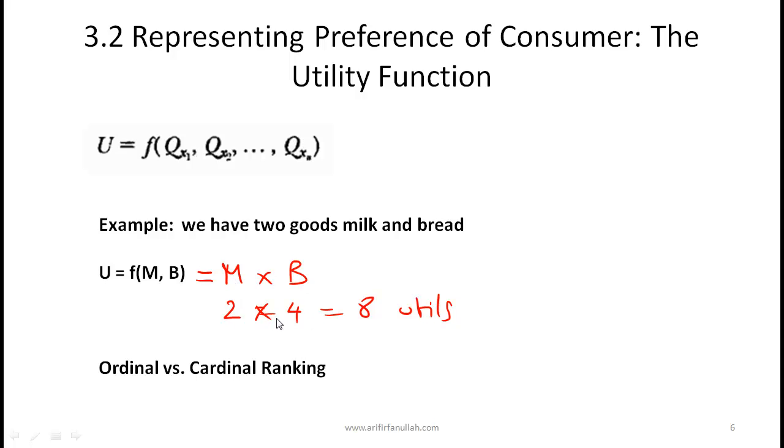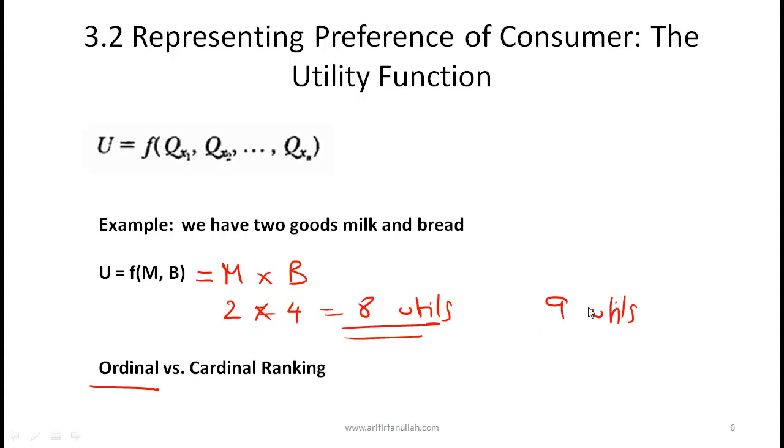An important point to note about utility and utility functions is that it's based on an ordinal scale. We will see this later in quant. Ordinal scale means that if you have 2 baskets, one basket gives you a utility of 8 utils, another basket gives you a utility of 9 utils.